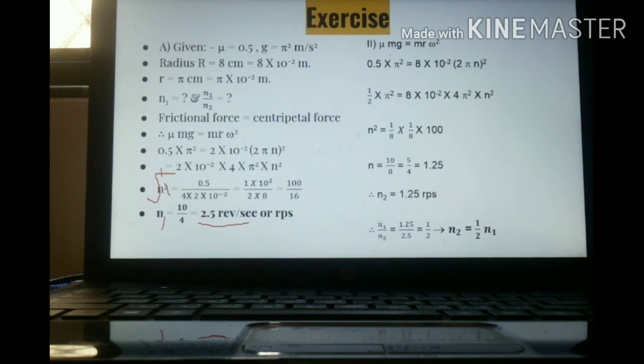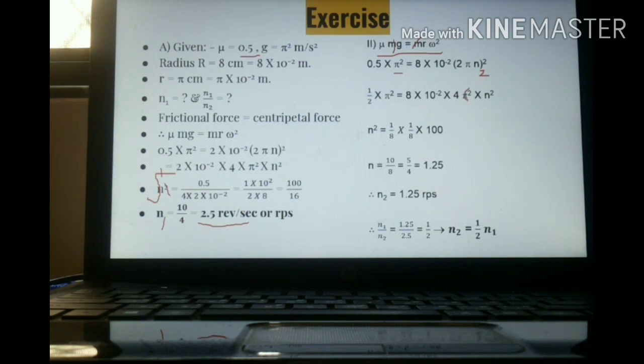So again we will be using the same formula: mu mg is equal to m r omega square. This m and m will get cancelled. In place of mu, the coefficient of static friction, we take the value 0.5. g's value they have asked us to take as pi square. r we now take as 8 into 10 raised to minus 2. Again, omega we have to find; now it is n2. So 2 pi n whole square. 2 square is 4, and pi square we write as it is. We now have to find n2.